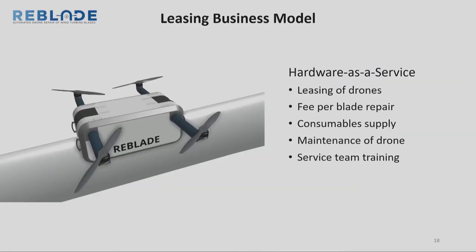So very quickly, the business model is hardware as a service. So we don't operate the drones. The idea is to lease the drones, charge a fee per blade, supply all the consumables. So whatever coating is required to be used, we'll supply that in a proper dispenser, which just plugs into the drone. We make sure that the drone is maintained, and we do all the training of the teams that are going to use it as well.